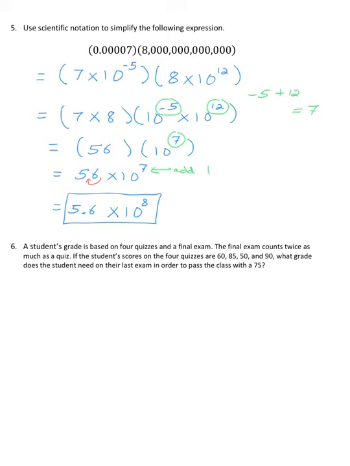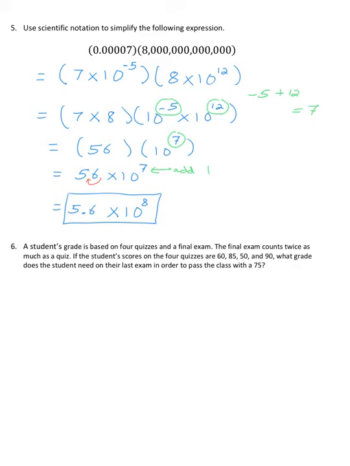And in the last question, a student's grade is based on 4 quizzes and a final exam. The final exam counts twice as much as a quiz. Here we're given the 4 quiz grades. And the question is, what does the student need to get on their last exam, the final exam, in order to get a 75 in the class?